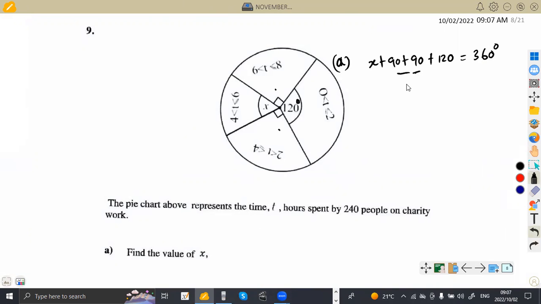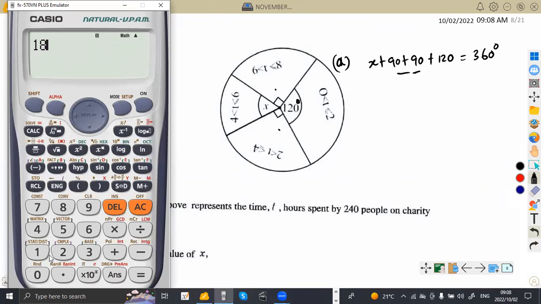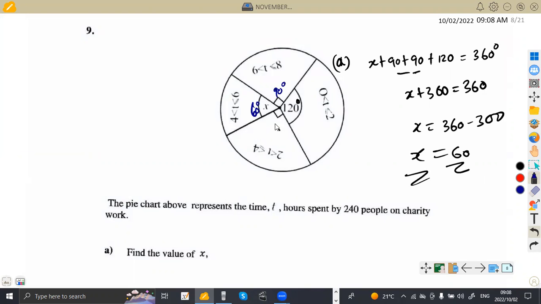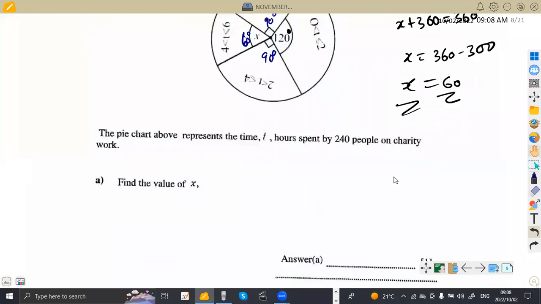So 90 plus 90 plus 120, what we have, so it's just 180 plus 120, which is 300. So it's x plus 300 degrees, which is equal to 360. So x is equal to what? 360 minus 300, which is 60 degrees. Okay, so that was our x in this case. So it means here we have got 60 degrees here. Okay, this is 90 degrees, this is 90 degrees. Okay, that is what we had from this part.